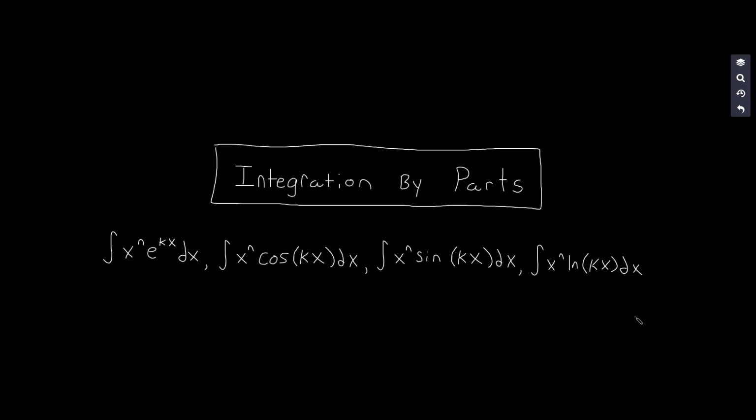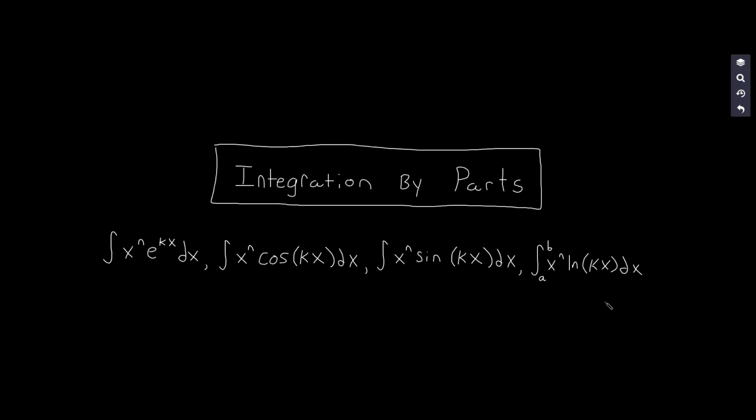Now please note, in all four of these examples, I used indefinite integrals, but you could use integration by parts with definite integrals too. This is not exclusive to just indefinite integrals. You can use integration by parts for definite integrals as well. See, I could even make this definite: the definite integral from a to b of x raised to some power n times the natural logarithm of k times x integration with respect to x.